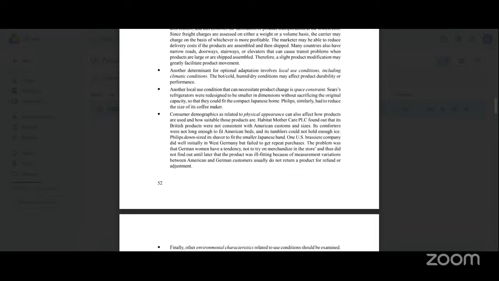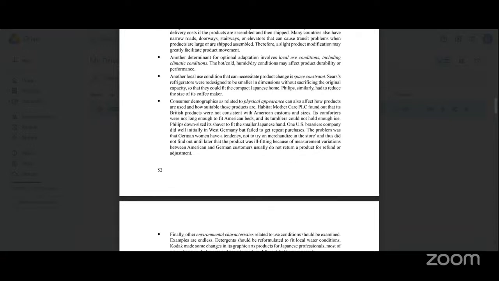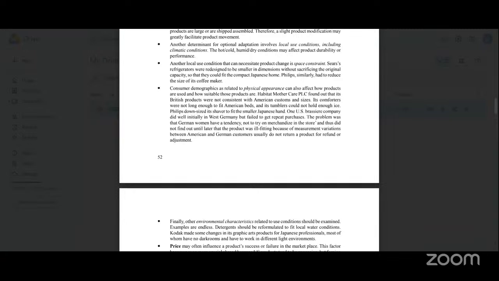The next one is in terms of determinants for use conditions, including climate conditions. So, hot, cold, humid, dry conditions may affect product profitability or performance. Another local use condition that can initiate product changes is space constraint.